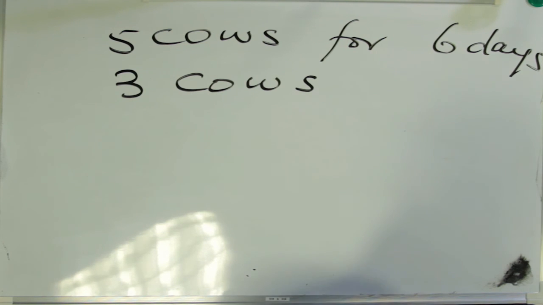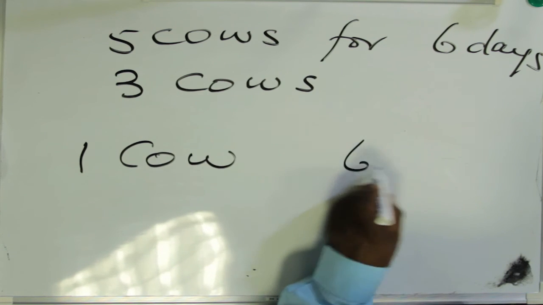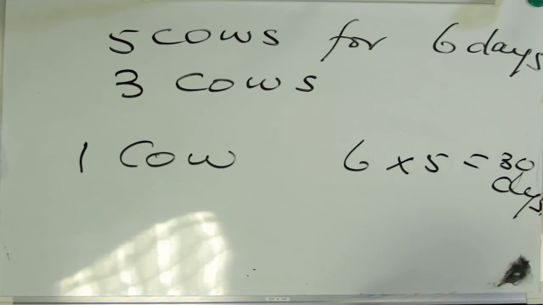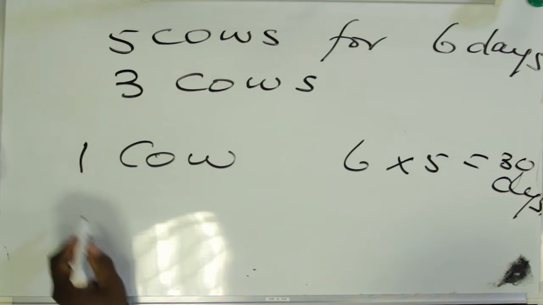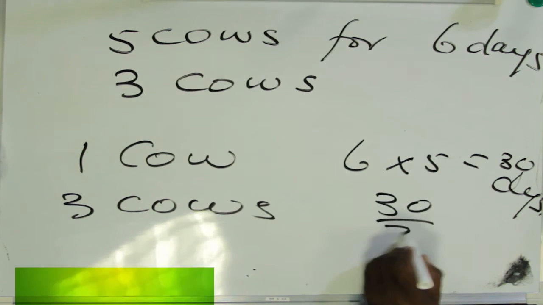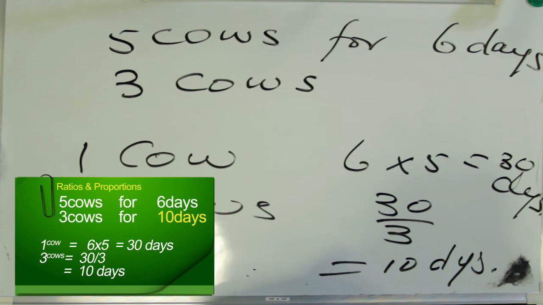What we do in this situation is to find out how long it would take 1 cow to use up all that food. 1 cow would take 6 times 5, which is 30 days to consume the food. So 3 cows will take 30 divided by 3, which is 10 days. That is called inverse proportion. The 3 will consume the food over a longer period of time than 5 would.